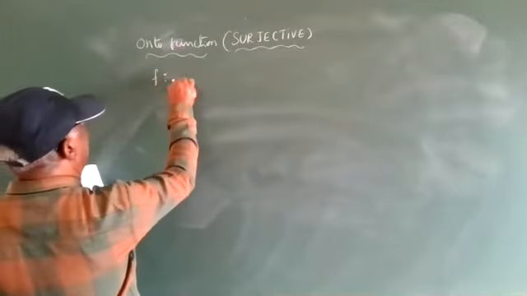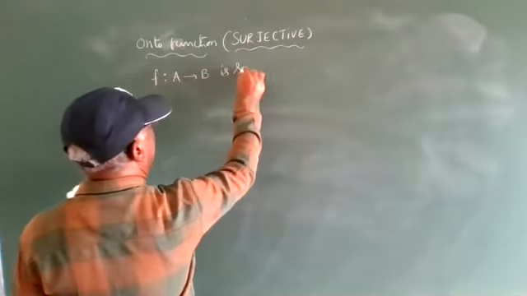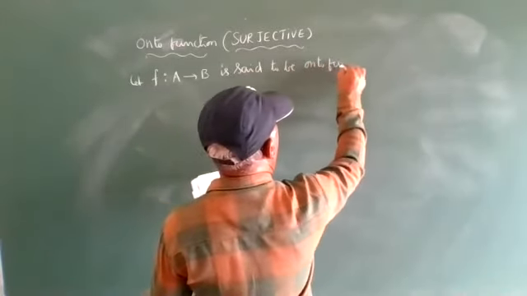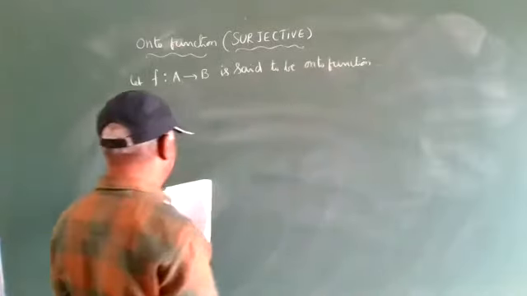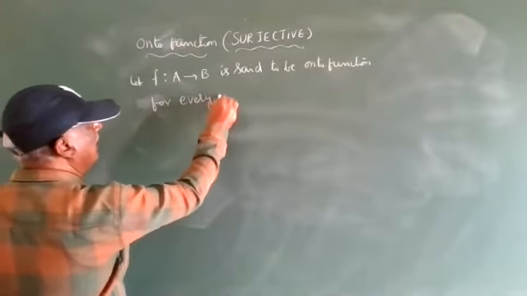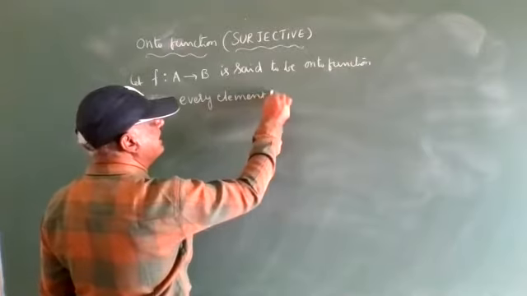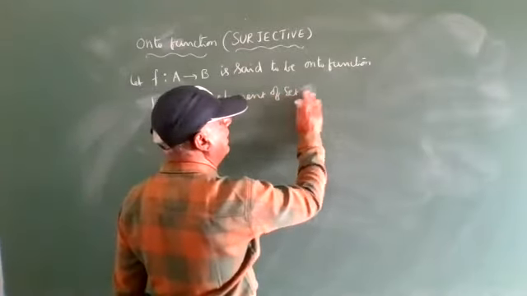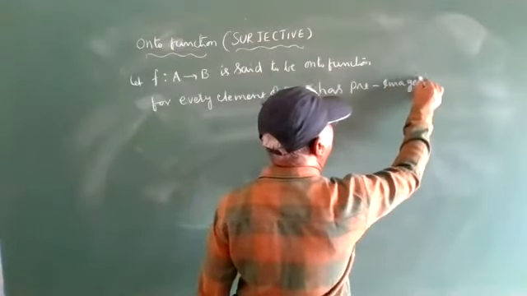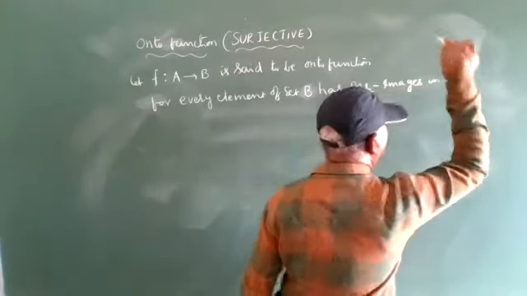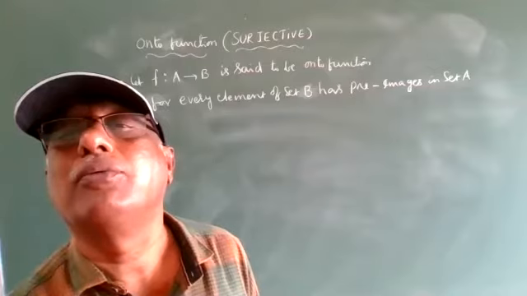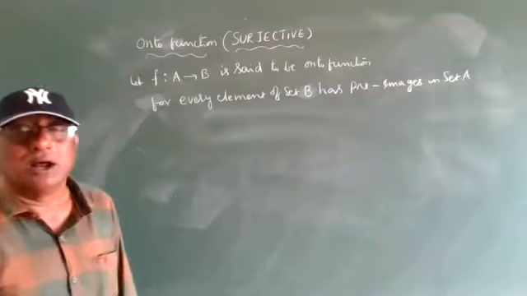If f is a mapping from A to B, it is said to be an onto function if every element of set B has pre-images in set A. That is called an onto function. Right, everyone see. This is called an onto function.